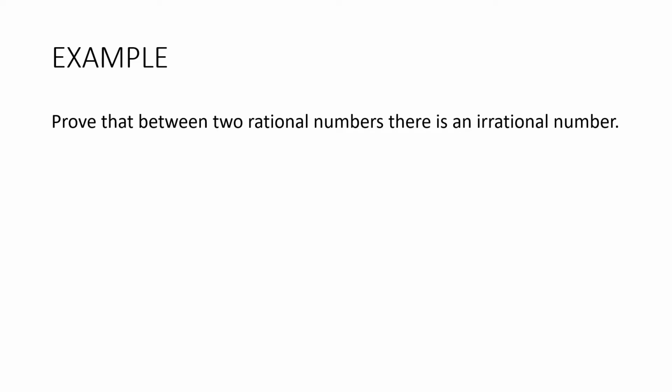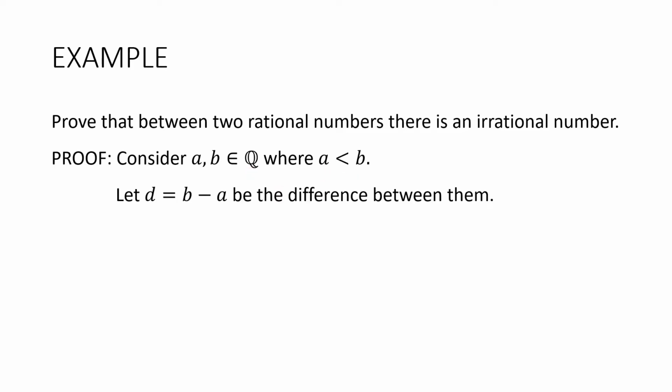Here's another existence proof, but it's a little bit harder. Prove that between 2 rational numbers there is an irrational number. So we're going to start off by defining 2 rational numbers. I'm going to say that A is less than B. And then I'm going to also define the difference, D. So D is equal to B minus A. So suppose that A is equal to 4 and B is equal to 6. Then 6 take away 4 is 2, is the difference.